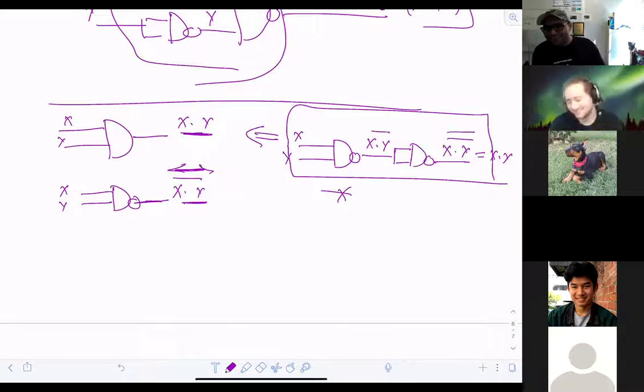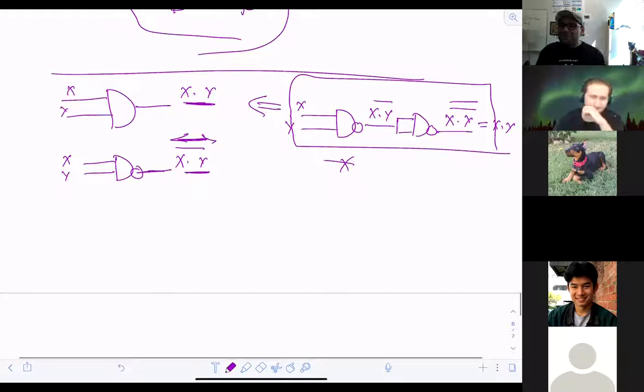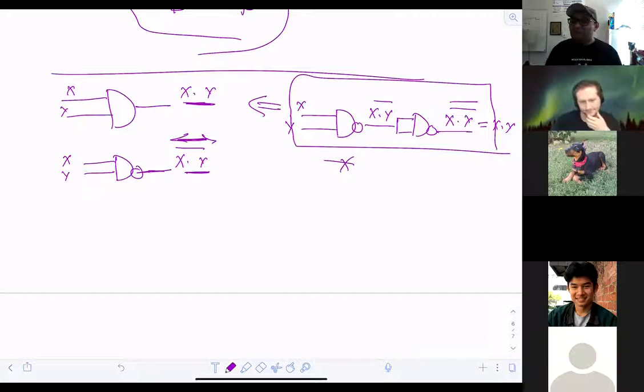Okay, anyway, now we are moving into the rest of our thing. What about building NOR gates using NAND gates?